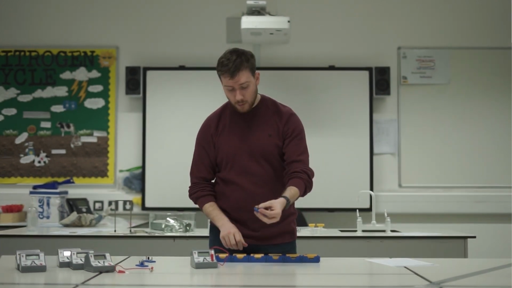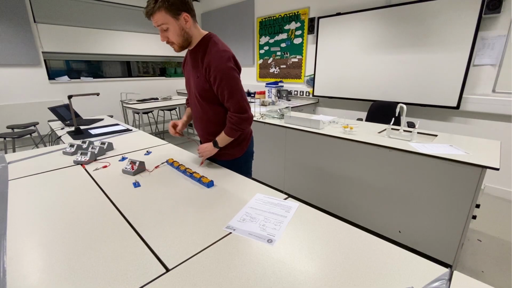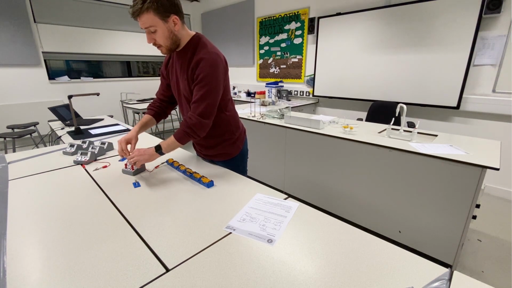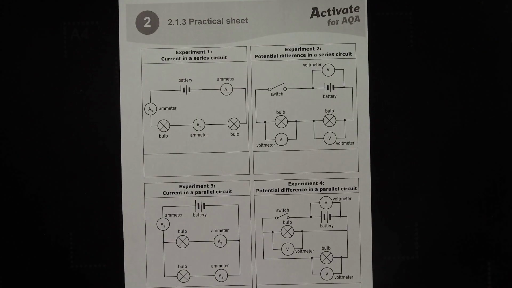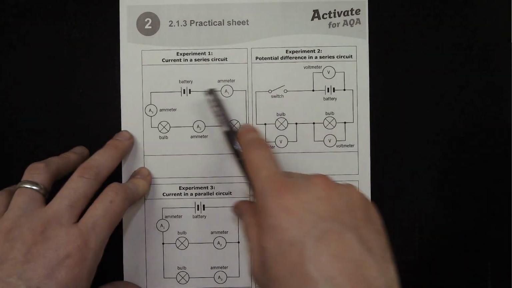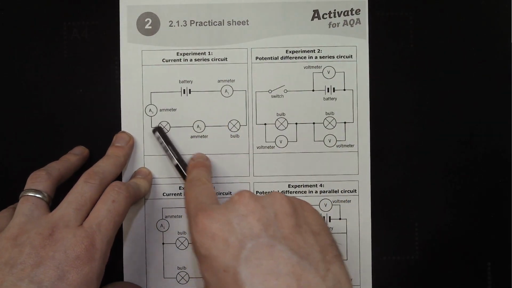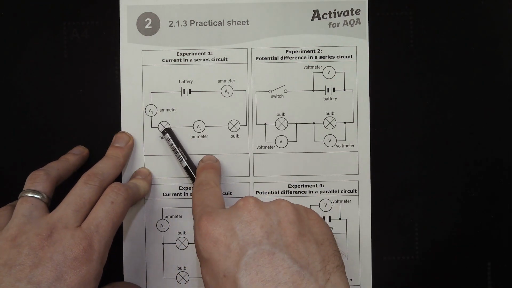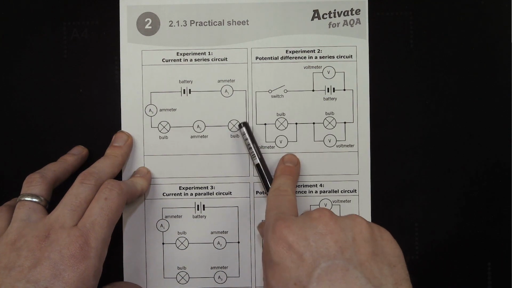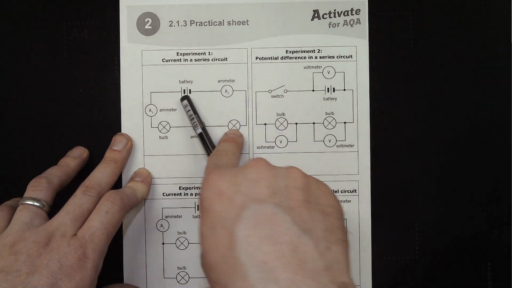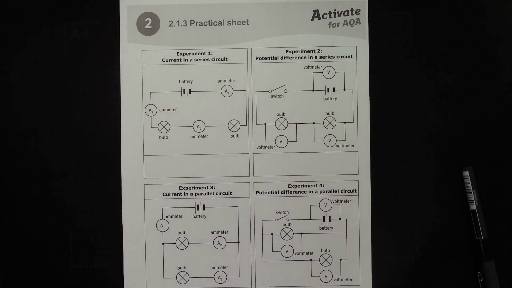So I'm going to grab one of my bulbs, and I'm going to plug it in. Go back to my diagram over here. I can see that I've now added this bulb, another wire, and then my bulb. So now I need to add another wire, an ammeter, a wire, a bulb, a wire, an ammeter, and then a wire back to the battery. So I'm going to do that now.